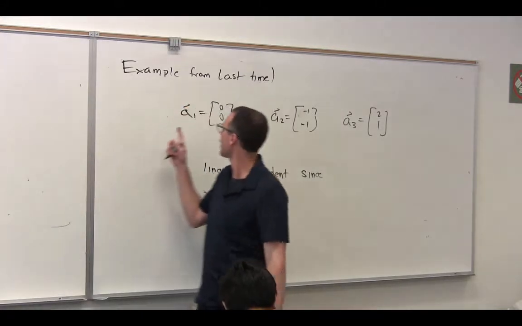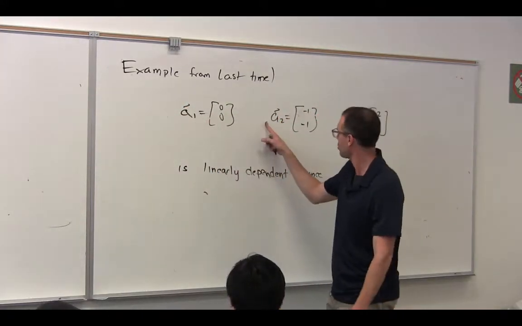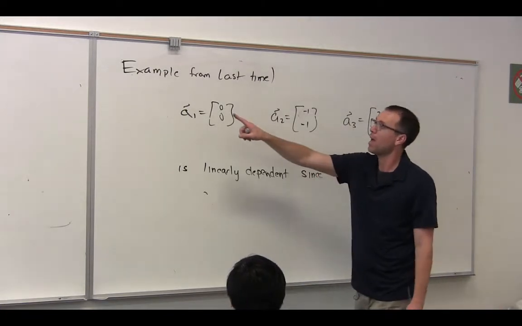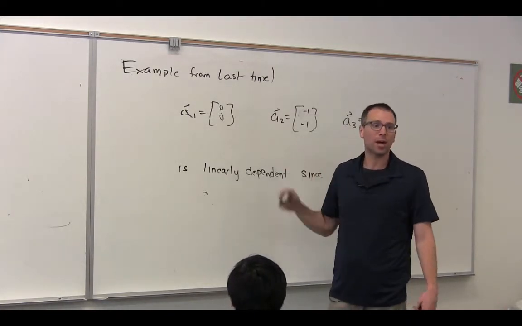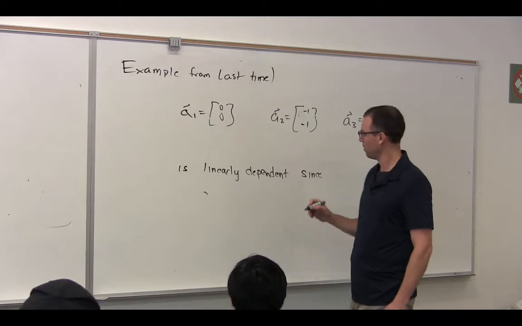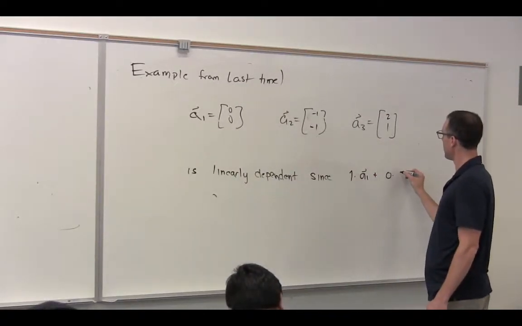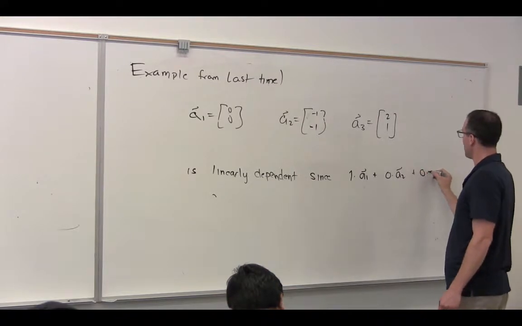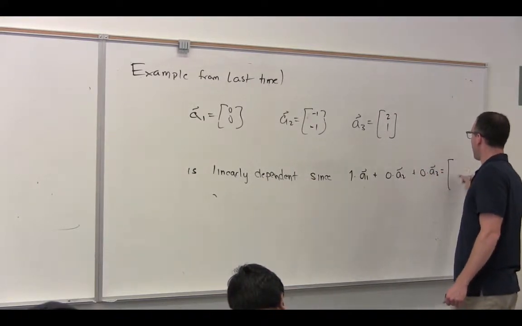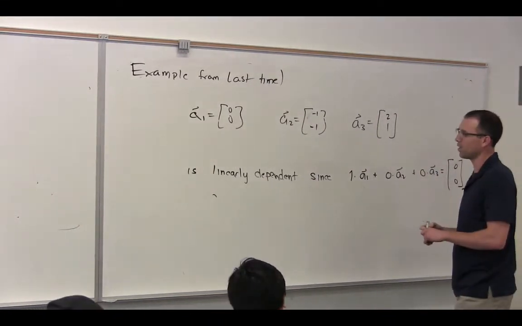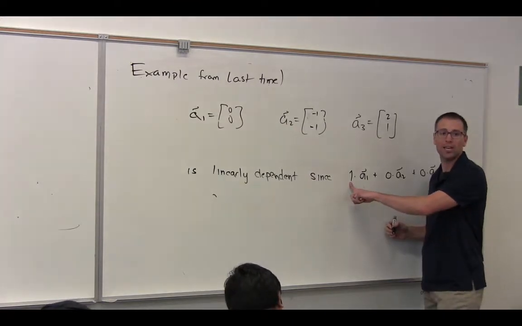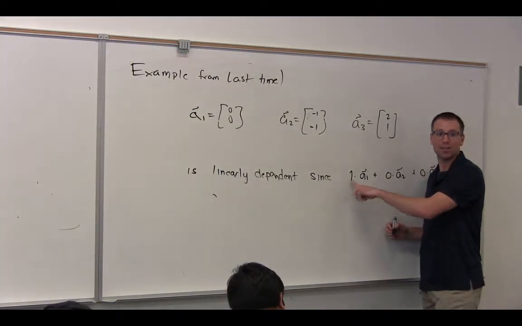Could you find a set of scalars that I can multiply x1 times this thing, x2 times this thing, x3 times this thing, where one of those is not 0, and the sum goes to 0? What is it? 1 times a1 plus 0 times a2 plus 0 times a3 definitely would be equal to 0, and yet one of those is non-zero. Go ahead, Joe.